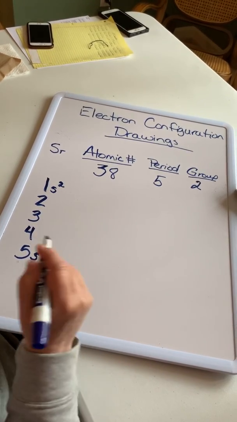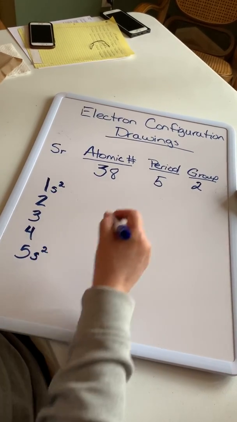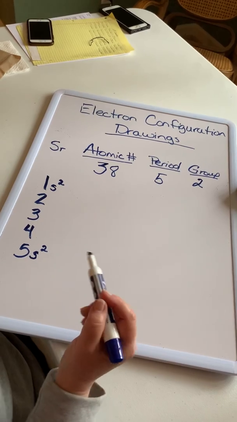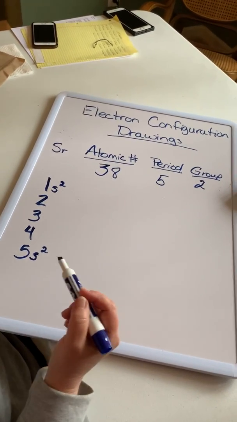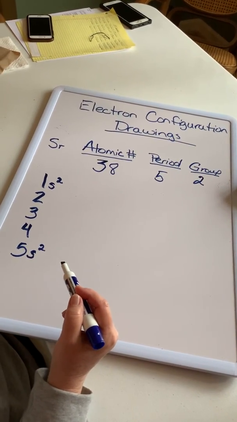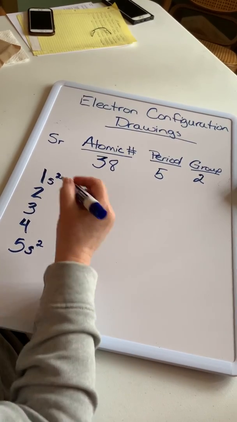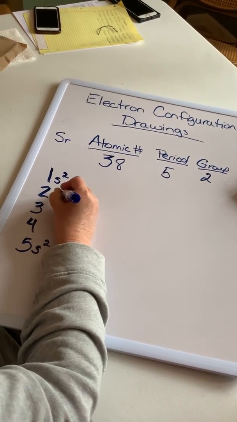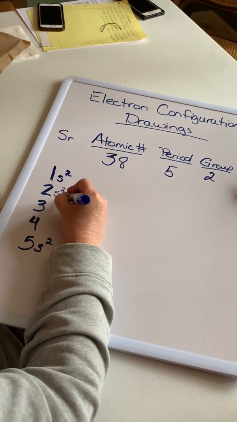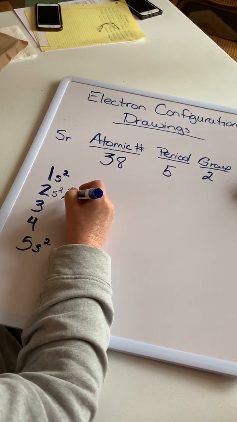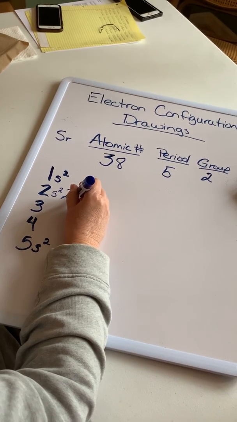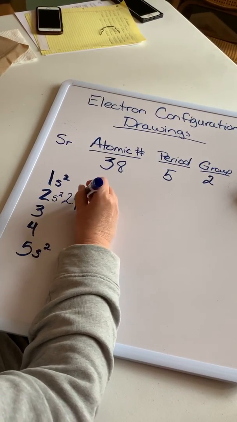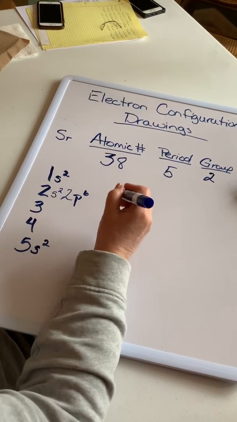So all of this has to add up to equal 38, which is our number of protons, but it is also in a neutral element our number of electrons. So let's see if we can start filling this in. It's going to be 2s2, and then we remember we always have to go back and put the level number again. So we're in level 2, sublevel P, and it's 2, 6.